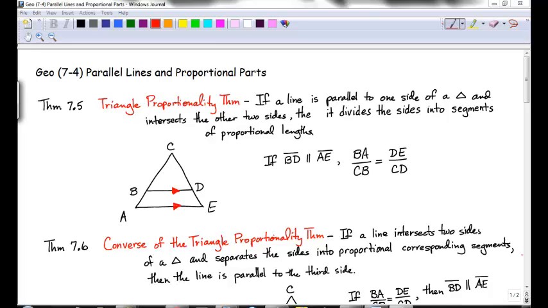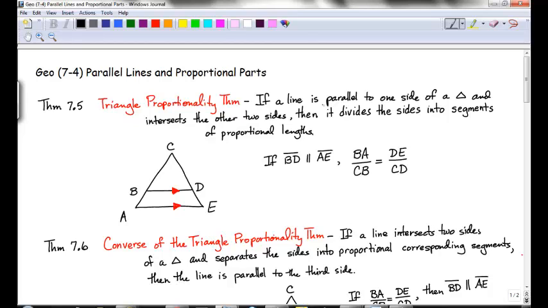Okay, the first thing they go over in this section is what they call the triangle proportionality theorem. And you should already have this in your notes. This is a handout of notes. If a line is parallel to one side of a triangle, pick any side, and intersects the other two sides, then it divides the sides into segments of proportional lengths. I left out the end on yours, so correct it.